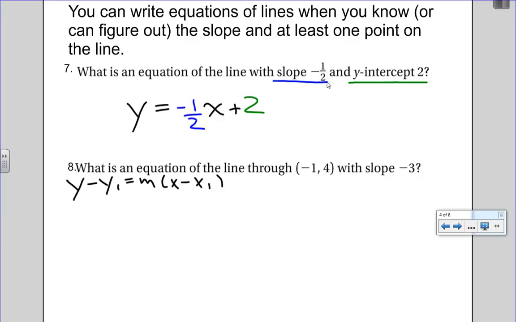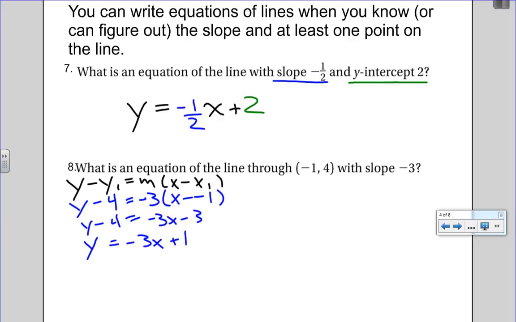Alright, so y stays y, y1 is 4, m is negative 3, x minus negative 1. So y minus 4 equals negative 3 times x plus 1, and that's negative 3x, negative 3. So I solve for y equals negative 3x plus 1. Alright, now let's solve in a different way using the mx plus b formula and see if we get the same answer.